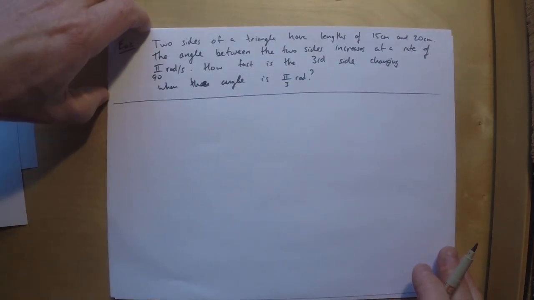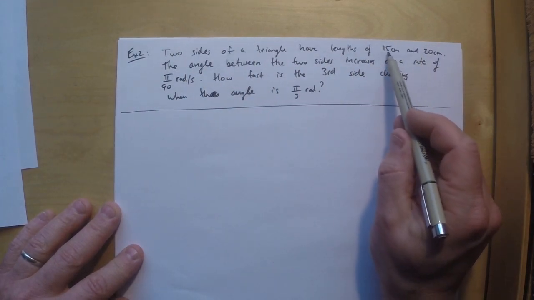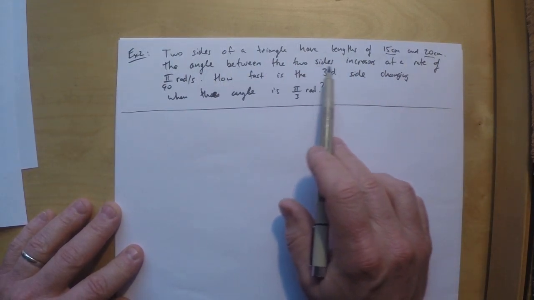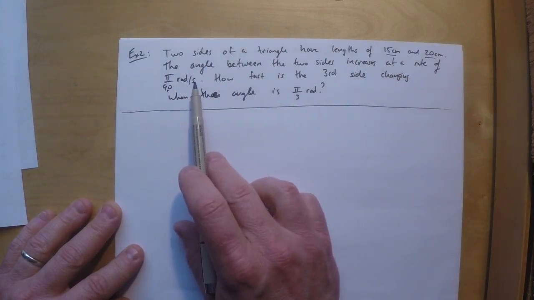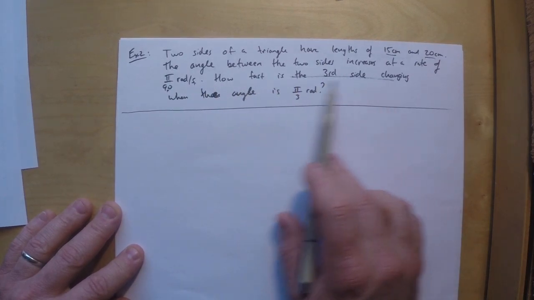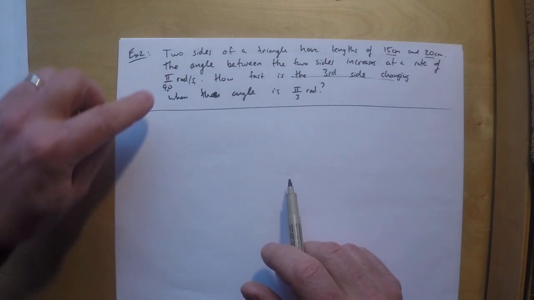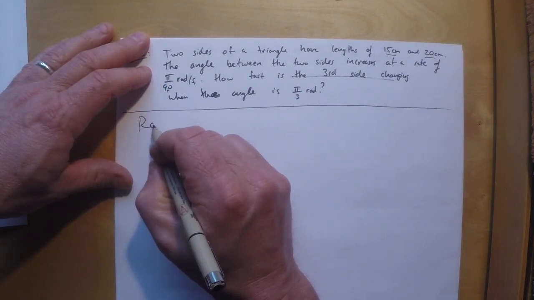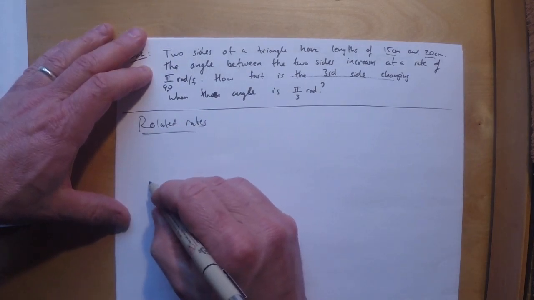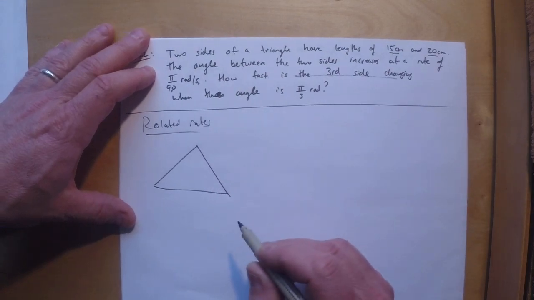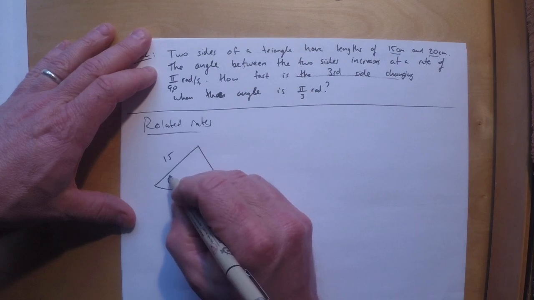Second example is two sides of a triangle have the length of 15 and 20. The angle between the two sides increases at a rate of pi over 90 radians per second. How fast is the third side changing when the angle is pi over 3? So as I read that, as soon as I see things that are changing, I'm like, this is related rates. And I need some relationship. And obviously a picture would be very helpful here. It just tells me there's a triangle with sides 15 and 20 and some angle between that is changing.